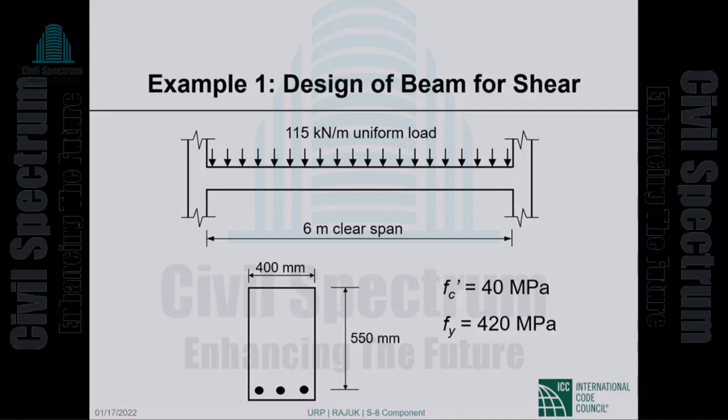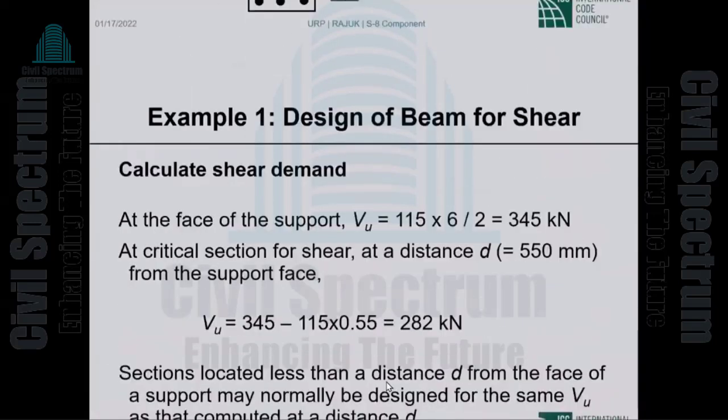Okay. So it's, as you see, a beam with uniform loading on it. The beam is supported on columns at the two faces. 6 meter clear span. The section is 400 by 550. Concrete strength 40 MPa, F sub Y 420. Okay. Here it doesn't talk about how much reinforcement.